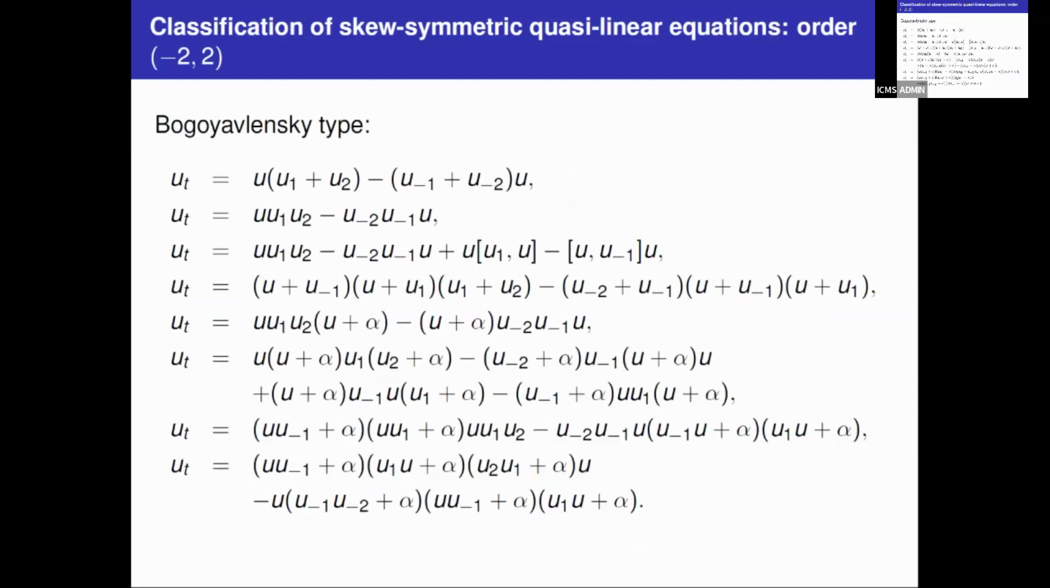And the second list is the list of Bogolinsky type equations. So the first one is the additive Bogolinsky equation, then the multiplicative Bogolinsky equation. And then they appear, like in the case of modified KdV, other versions. So here the commutator is the usual commutator, u1 u minus u u1. So it's not a Lie bracket. And then the subsequent list.